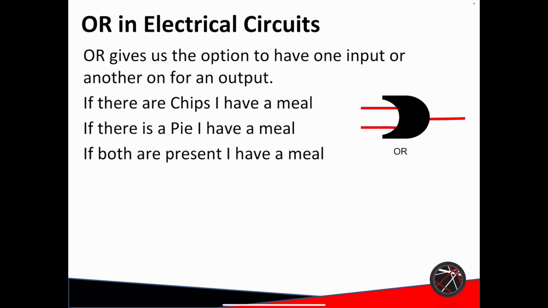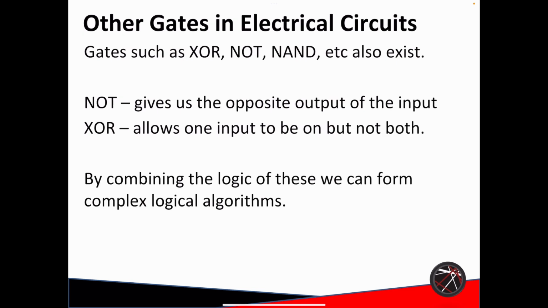Another simple example, we've got an OR gate here. So if there are chips, I can have a meal, it'll go through and pass. If there is a pie, I can have a meal. And if both are present, well, I suppose I have a really good meal. And then again, that gate is allowing that process to happen. So we can use these, and obviously combinations of these, to give us much more complex algorithms, but we're using the processes of the computer to achieve that.